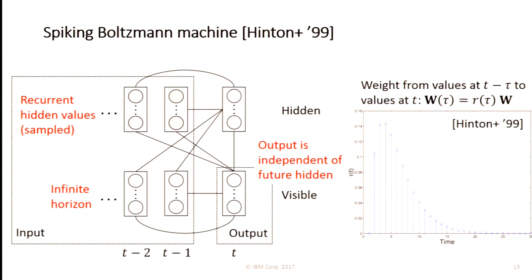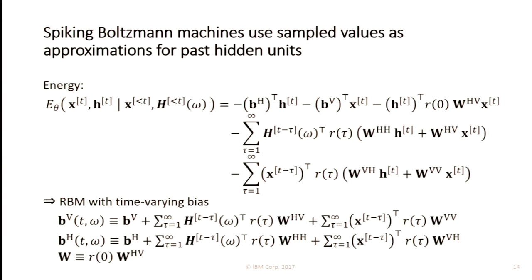With these approximations, this can be seen as just an energy model, but it has some strange characteristics. This conditional energy now depends on your past sampled hidden values. So the energy function looks like this. It turns out this is a restricted Boltzmann machine with time-varying bias, but this also depends on what you have sampled in the past for your hidden values. So your bias term is time-varying, but it also depends on what samples you get for your hidden values. So it can be seen as some sort of approximation.